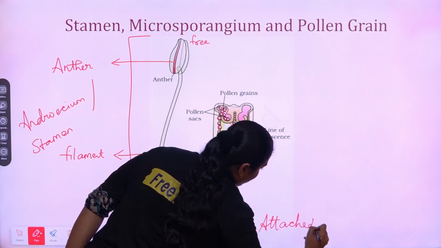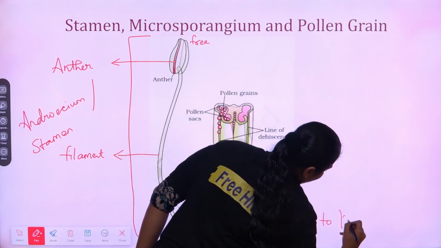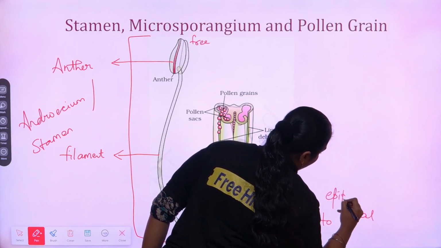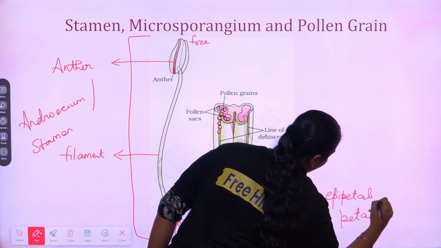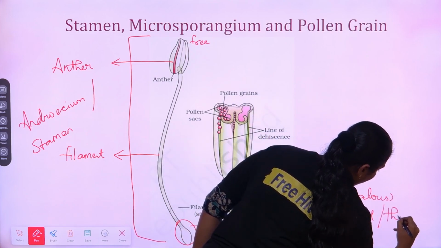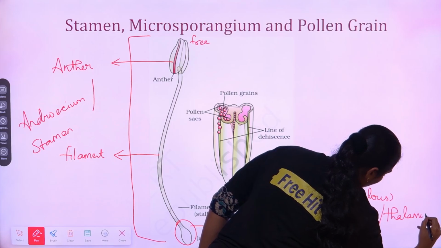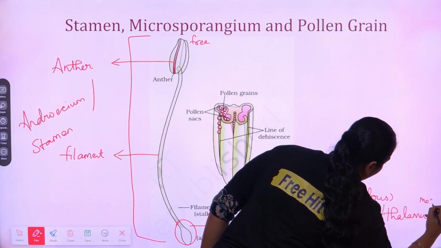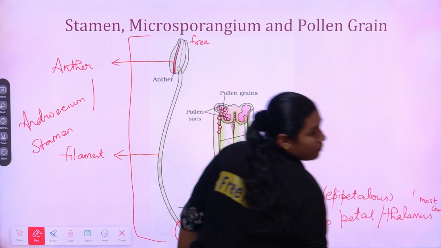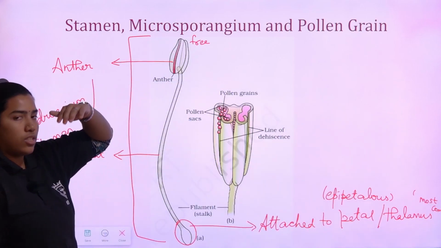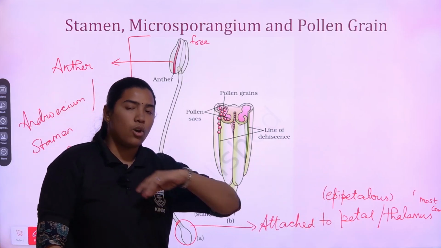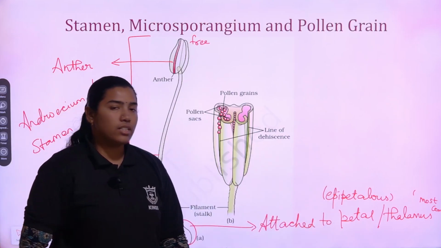The basal portion may be attached to a petal. In that case, we call them epipetalous stamen. Or they may be attached to thalamus. Of these two, attaching to thalamus is most common. So the top portion is usually free, the bottom portion is usually attached to petal. If it is petal, epipetalous. If not, it is thalamus.